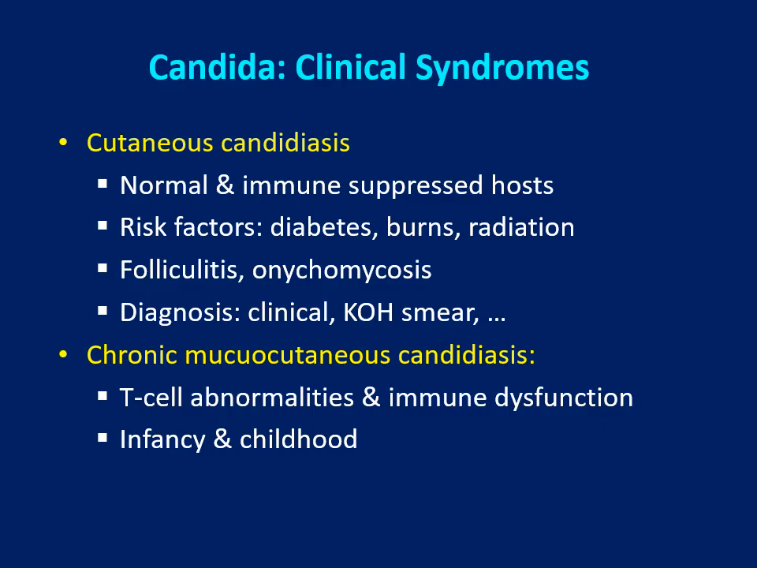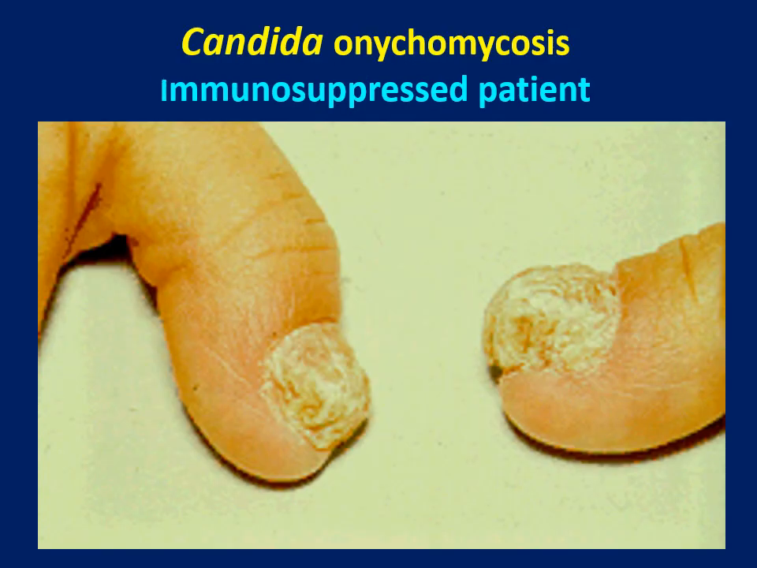Chronic mucocutaneous candidiasis usually occurs in immunocompromised individuals, mainly those who have T-cell abnormalities. It also occurs in infancy and childhood, because those people usually have some low-grade cell-mediated immune deficiency. In this slide, we can see severe onychomycosis in an immunocompromised HIV patient.